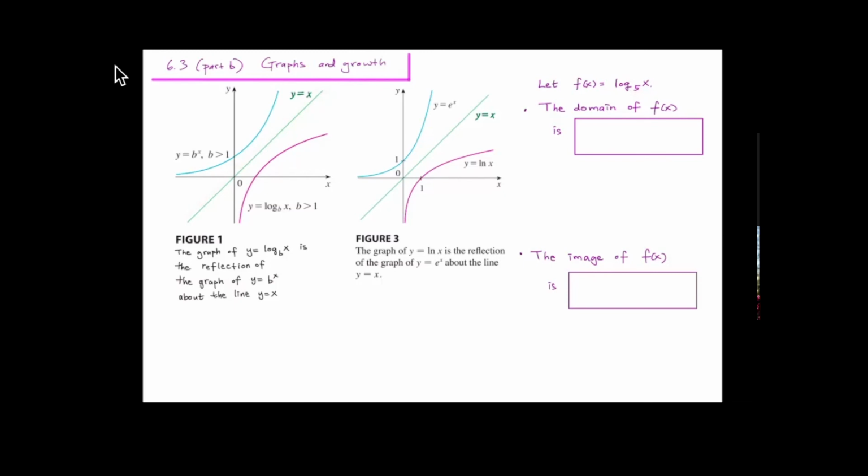So the domain of log base 5 of x would be all numbers that are positive. As you can see from this picture, you can only have x values from the right side of the origin, this way. You can write this as the interval 0 to infinity.